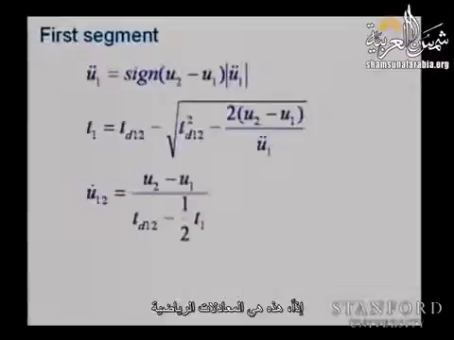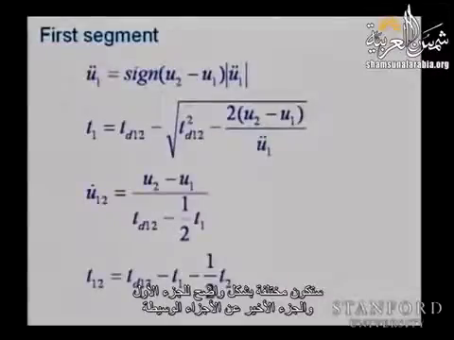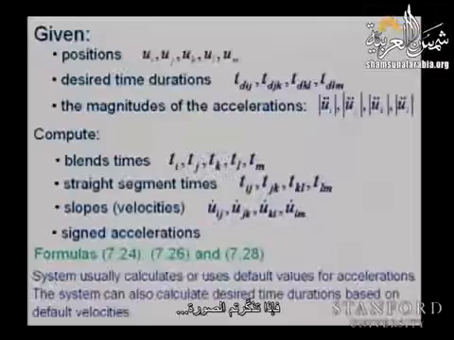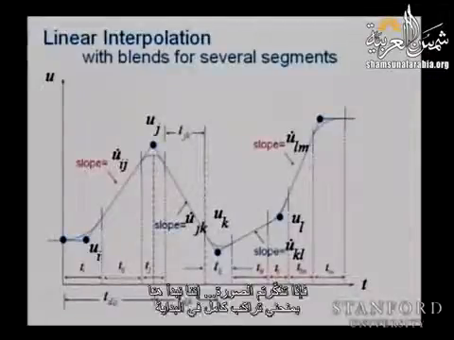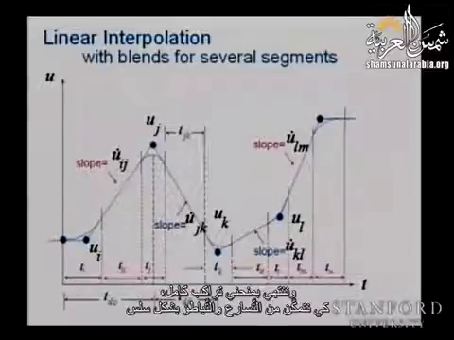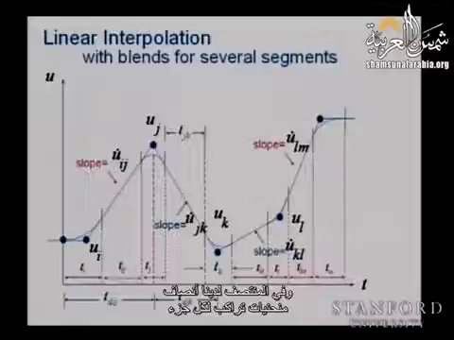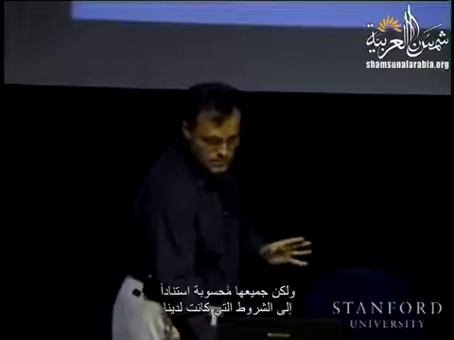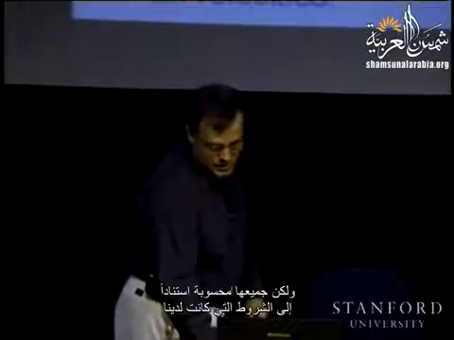So here are the formulas. They will be different clearly for the first segment and the last segment than the intermediate ones. If you remember the picture, we are starting here with a full blend in the beginning, and we are ending with a full blend so that we can accelerate and decelerate smoothly. And then in the middle, we have kind of half blends for each of the segments. So the formulas will be slightly different for the different ones. But it's all computed based on the conditions that we had.